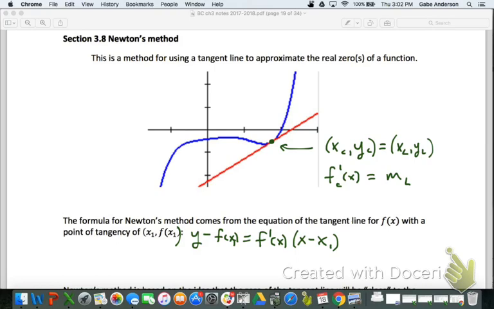What we're going to do with this is find the x-intercept, or the zero, of this tangent line. In order to do that, we plug a 0 in for y, so we get 0 minus f of x1 equals f prime of x1 times x minus x1. From that, we can continue on to derive the formula that we're going to use.